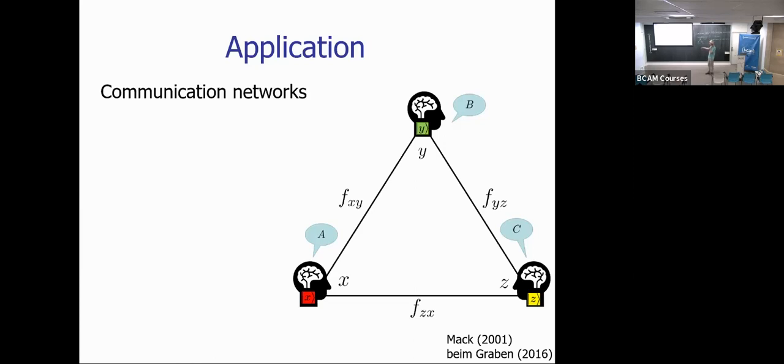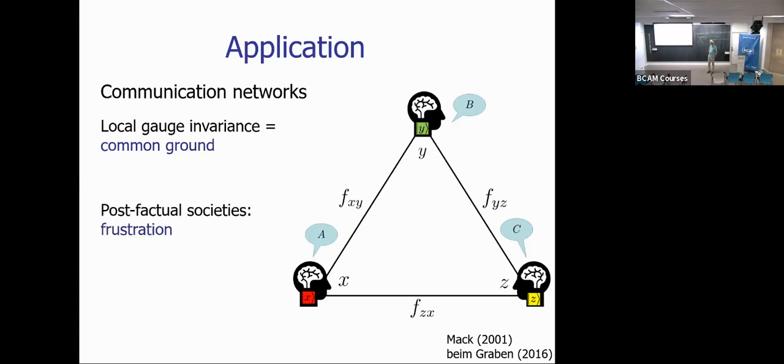Of course, the agents are associated to the vertices of the network, and the edges correspond to the communication channels. These communication channels may be disturbed, they may be noisy. And the point is, if such a communication network would exhibit this property of being gauge invariant, I would say that all the agents in the network could agree, they could find a common ground of their communication. But if this is not the case, and my speculation is this is actually the case in our post-factual societies, people cannot communicate successfully with each other anymore. And probably the reason for this is that our communication networks are highly frustrated today.